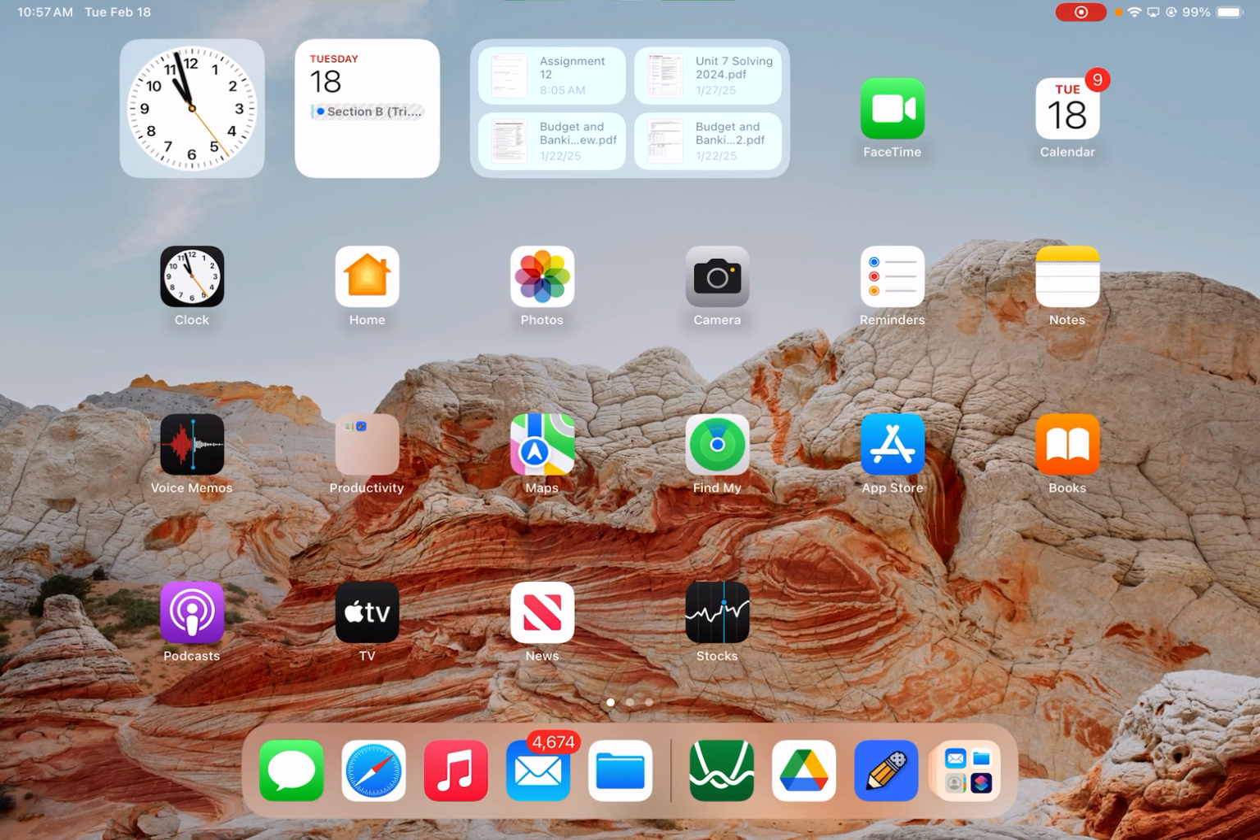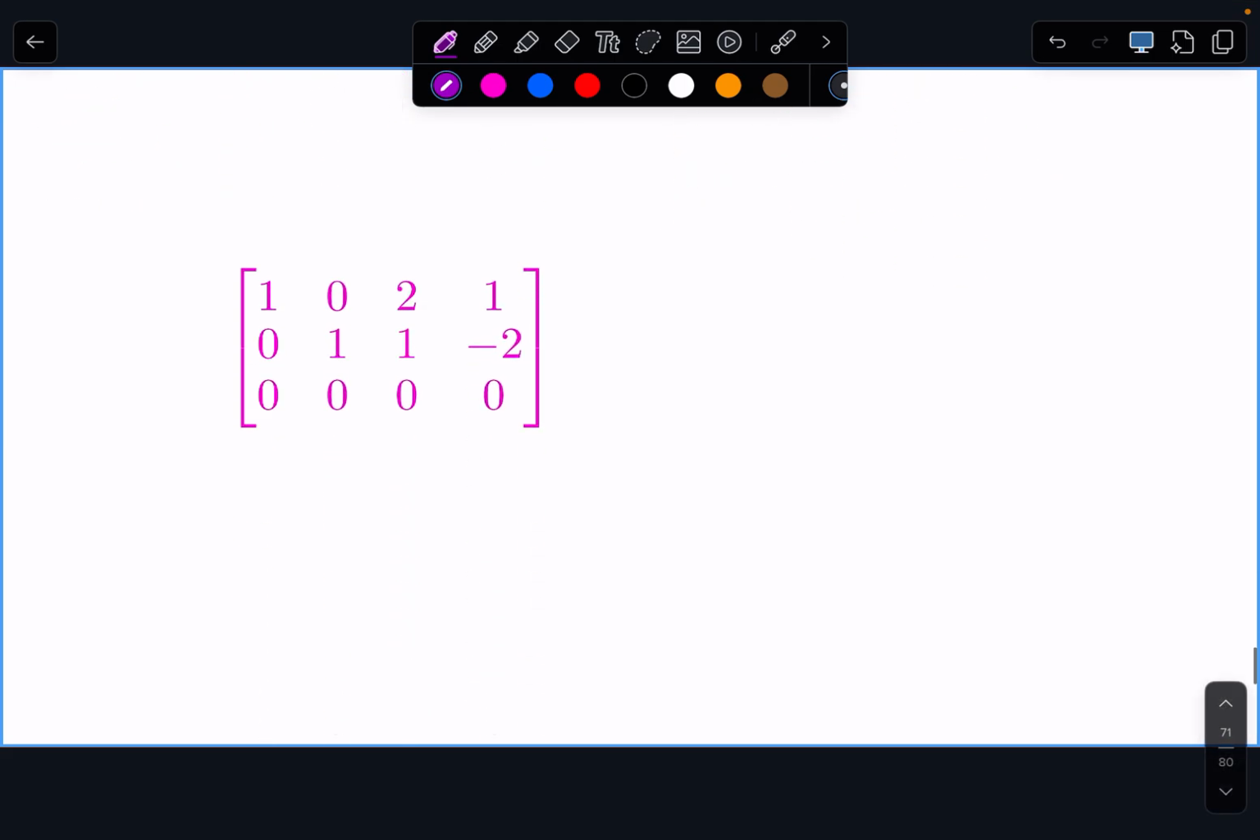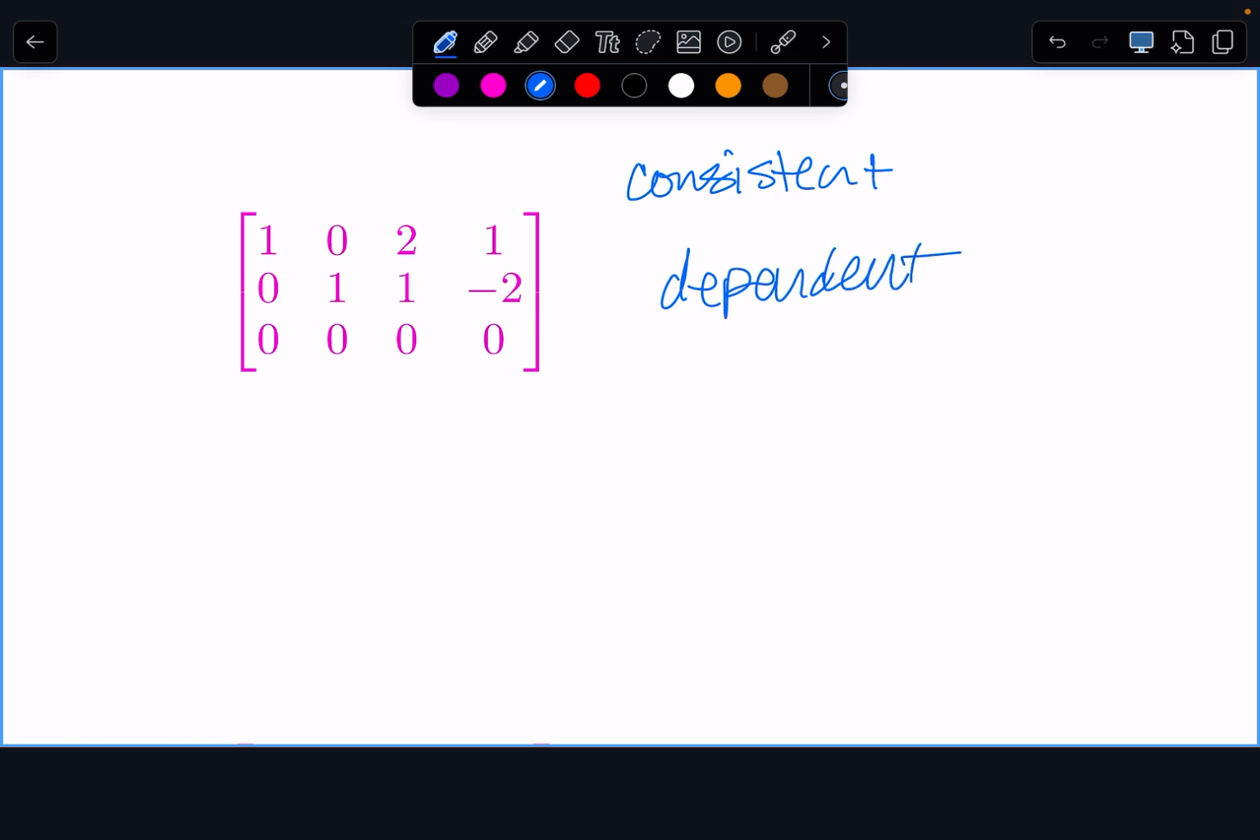So let's go back to the notes. This one is consistent independent because the diagonals are all ones. So you have x equals y equals z equals. Does anybody have questions about that? That makes it consistent. This one is also consistent, but not independent. It's dependent. How is that one just consistent? Because the zero doesn't count. Because you'll see what inconsistent looks like in a second.